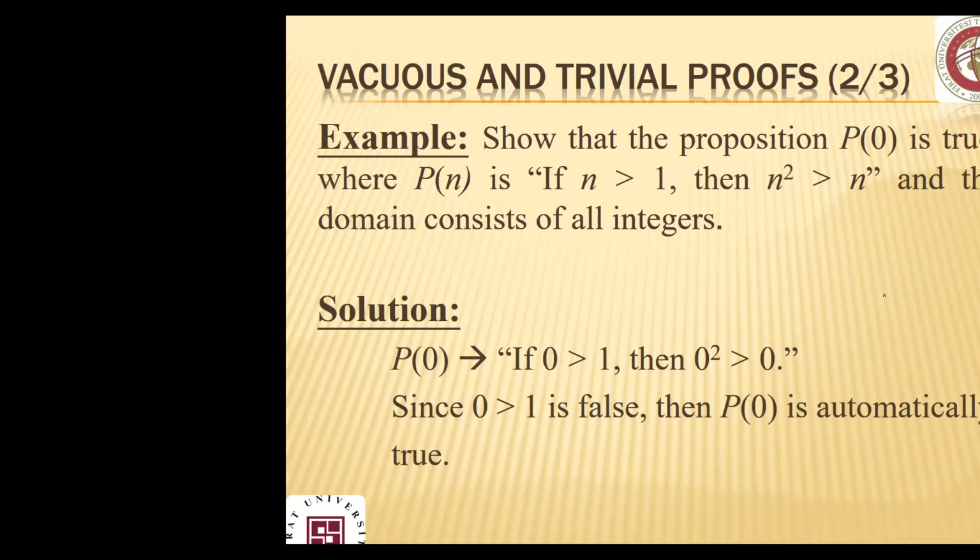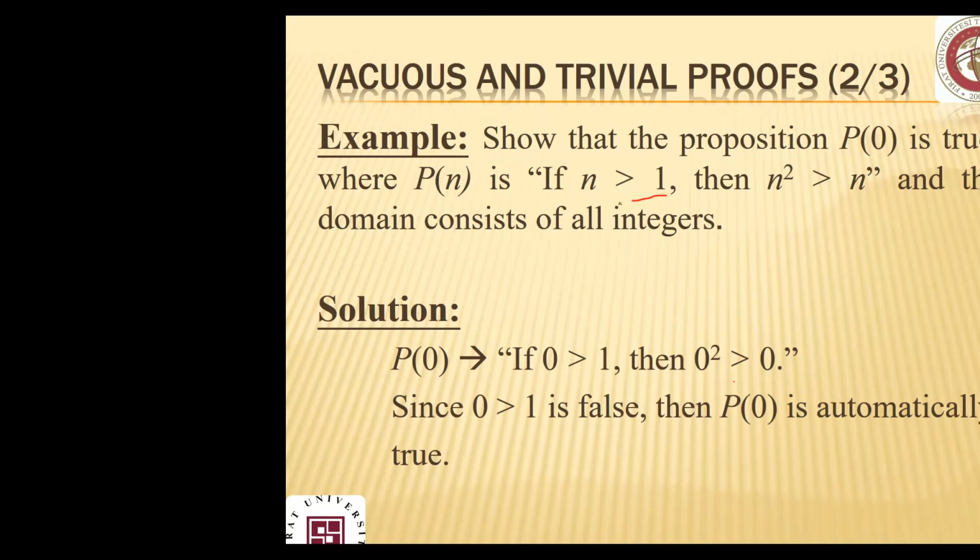Show the proposition P(0) is true, where P is a predicate, okay? We have a predicate or a composition of predicates here: N greater than 1. If N is greater than 1, then what do we have? Now, if N is greater than 1, then N squared is also greater than N. We need to prove it.